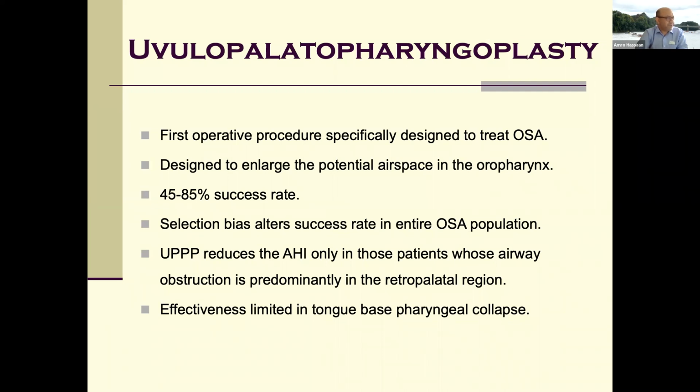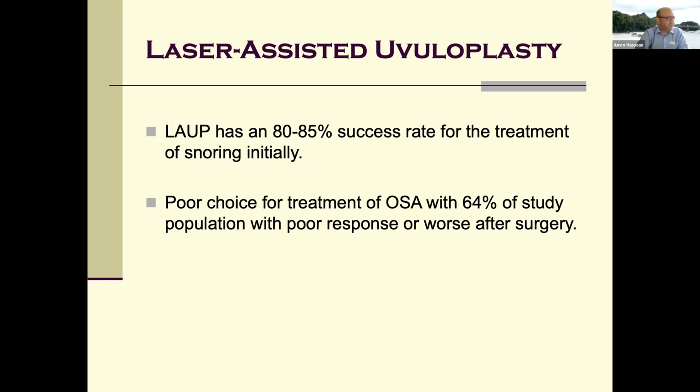So uvulopalatopharyngoplasty is designed to improve the airspace in the oropharynx, get rid of floppy bits, and hopefully improve laminar flow a little bit. It only works at the palate level and not at the tongue base level. Laser assisted has a really good success rate for snoring to start with, but unfortunately is not so good thereafter, and it can regress. I personally don't use laser assisted uvulopalatoplasty anymore.